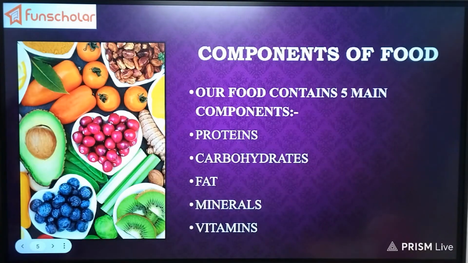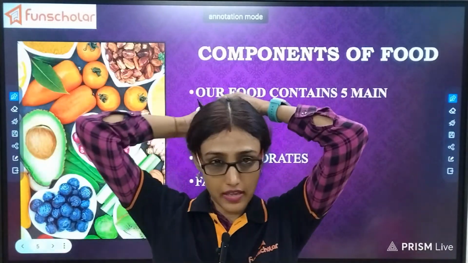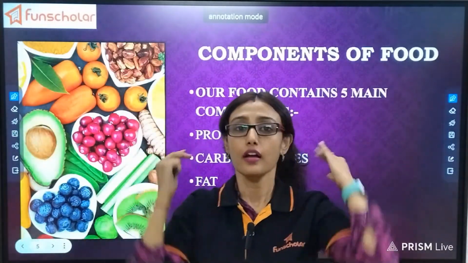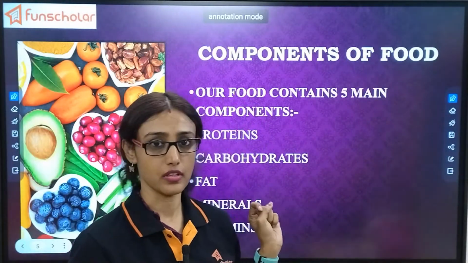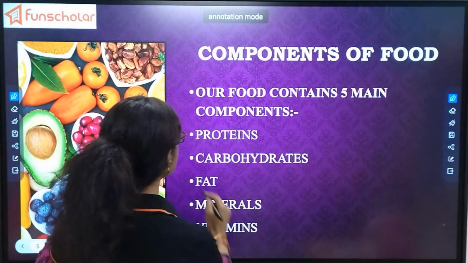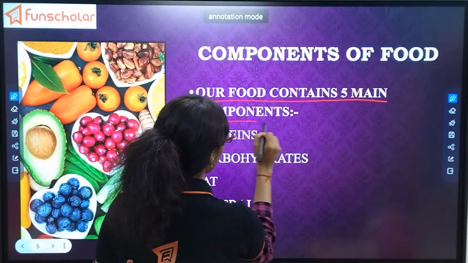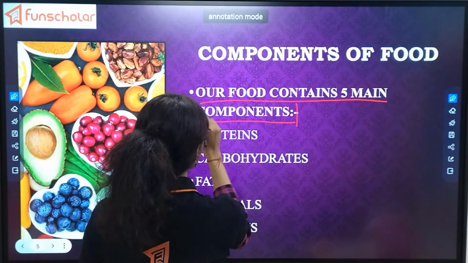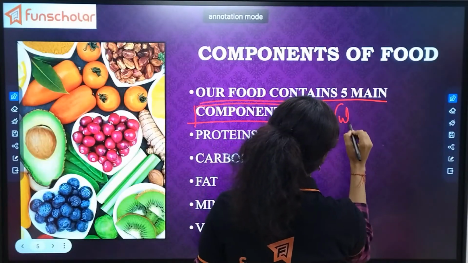Okay. Now these nutrients, I have told you, are of several types. In food, there are 5 kinds of nutrients. How many types? 5 types of nutrients. So see, our food contains 5 main types of component. Here component means nothing but nutrient.